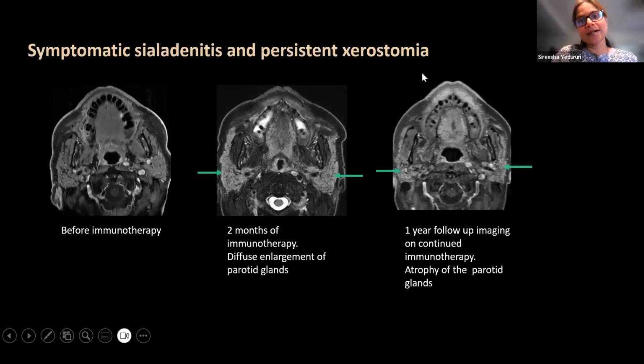Patient with xerostomia: another complication is parotid gland enlargement. The patient has sialadenitis, followed by xerostomia. This is the size of the parotid glands before immunotherapy, and then after immunotherapy you have diffuse enlargement, and then there's atrophy of the parotid glands.